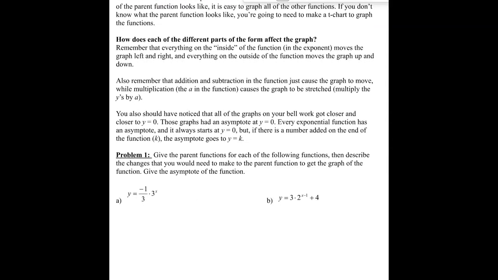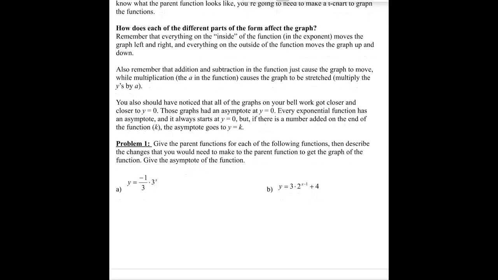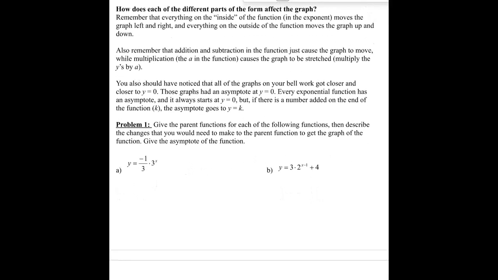How does each of the different parts affect the graph? Kind of just went over that, but go over it again. Remember that everything on the inside of the function, and the exponent in this case, moves the graph left and right, and everything on the outside of the function moves the graph up and down. Also remember that addition and subtraction in the function just causes the graph to move, while multiplication, a in this case, causes the graph to be stretched, aka we're going to multiply our y values by the a number.